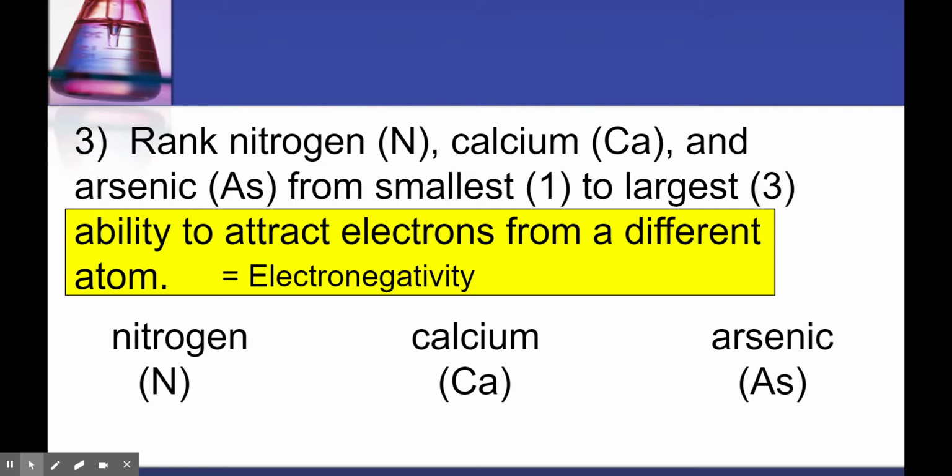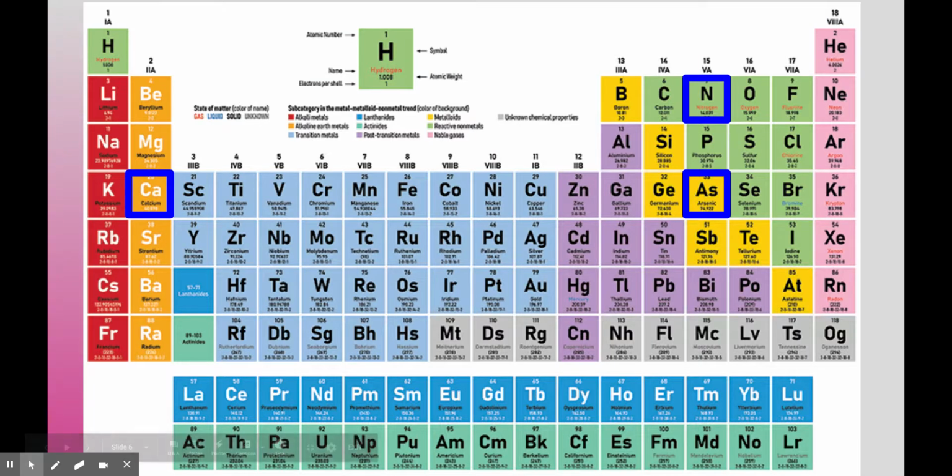So remember, that's going to be for atoms that have the greatest force of attraction. If we go back here, our greatest force of attraction was going to be in this upper right-hand corner. Fluorine is actually the greediest of our elements. And our least force of attraction is going to be down here by francium. Whichever one is closer to that upper right-hand corner is going to have the greatest electronegativity. So that's going to be nitrogen, and then arsenic, and then calcium.